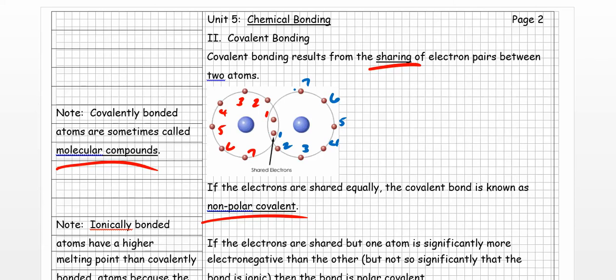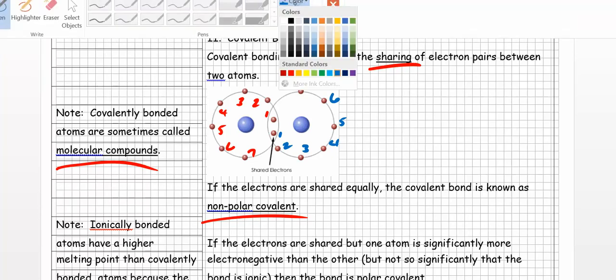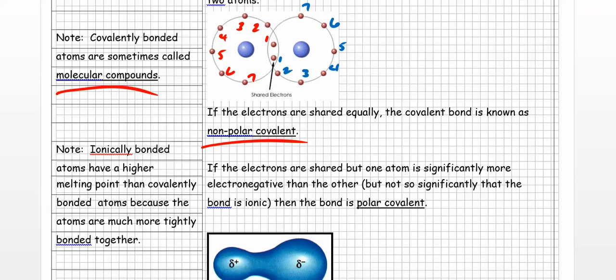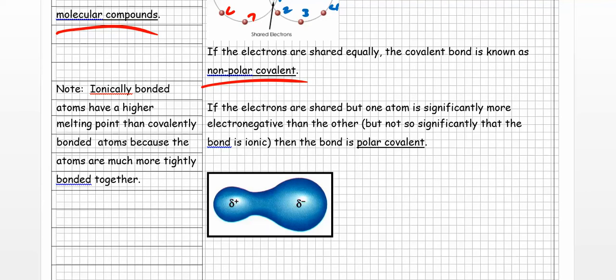So that's what we mean by covalent bonding. Covalent bonding is a sharing of electrons between atoms like we've seen here. All right, now let's make a little note. Ionically bonded atoms have a higher melting point than covalently bonded atoms because the atoms are much more tightly bonded together. So if you have something that's ionic, it's going to have a higher melting and boiling point for that matter than something that's covalent because of that greater attractive force of the ionic bonds.